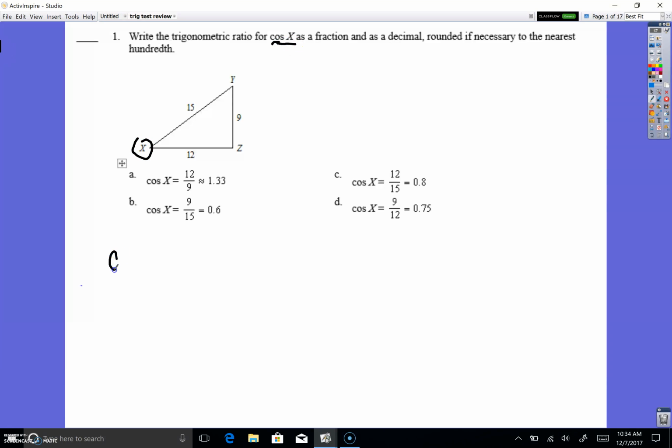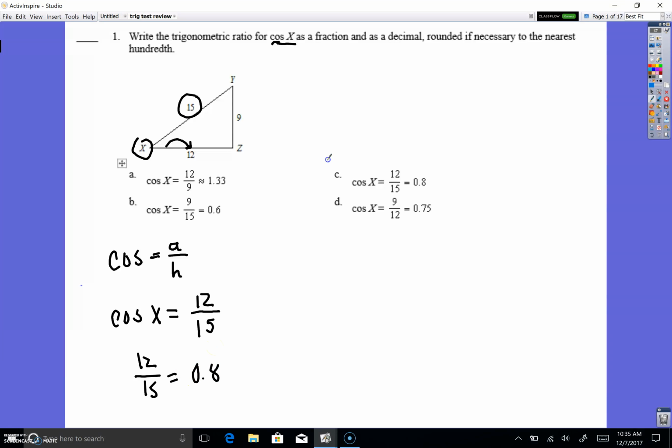Okay, remember cosine is equal to the adjacent over the hypotenuse, okay? This is the adjacent, this is the hypotenuse, okay? So cosine of x should equal 12 over 15, okay? 12 over 15, if you put this in your calculator, it should equal 0.8, okay? So our answer here is C.